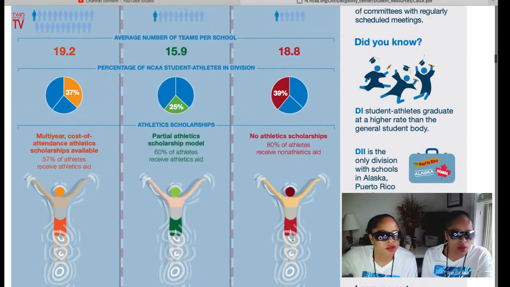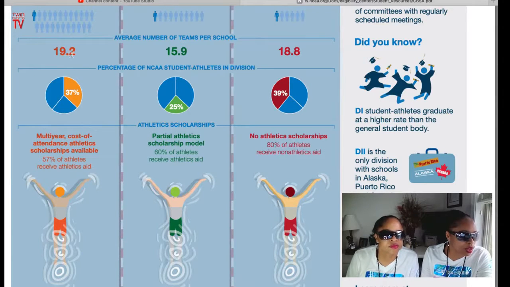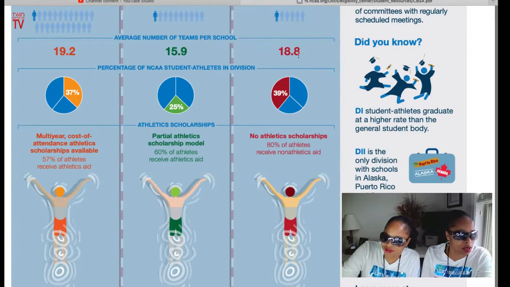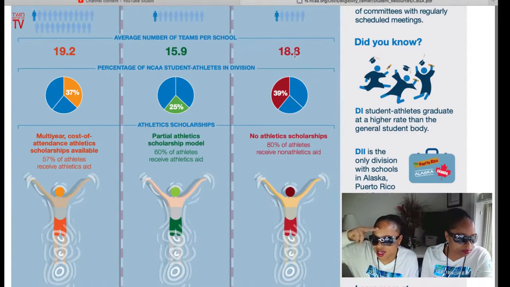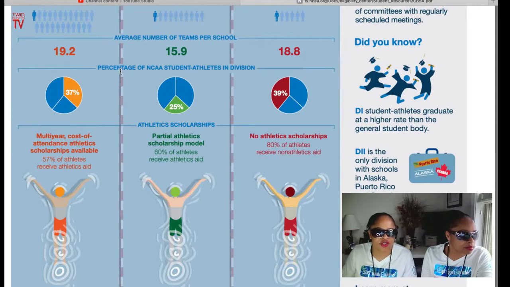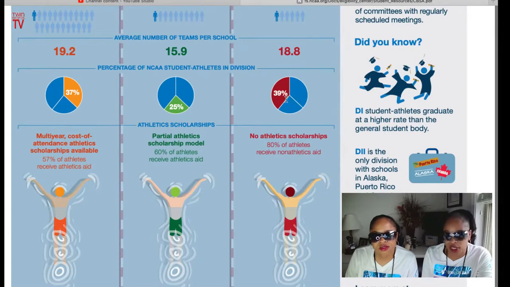So we're looking here at the average number of teams per school. We're looking at 19.2 for Division 1, 15.9 for Division 2, and 18.8 teams per Division 3. So you can see the kind of percentage there is depending on the division. Percentage of NCAA student athletes in the divisions: we have 37% in Division 1, 25% in Division 2, and 39% in Division 3.